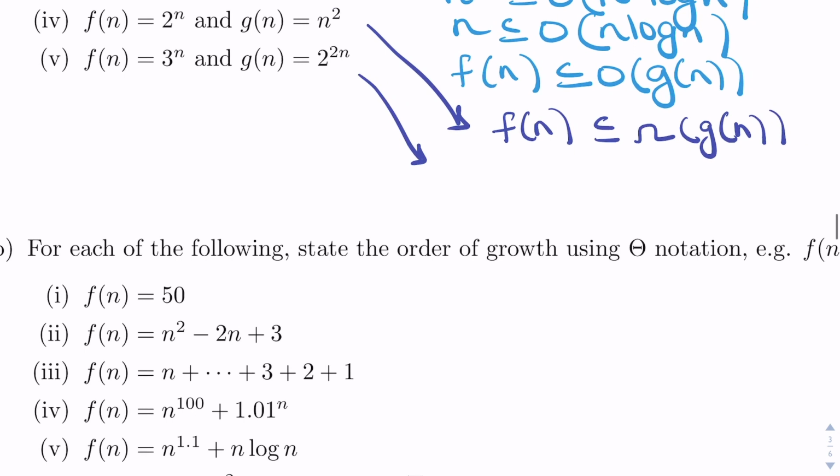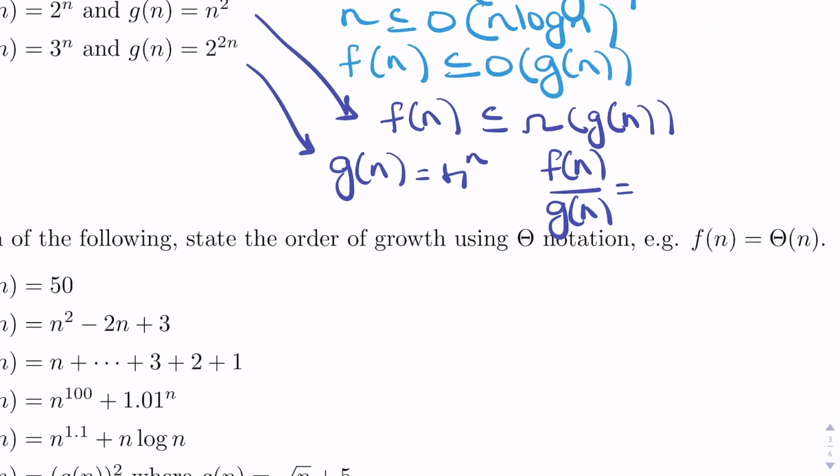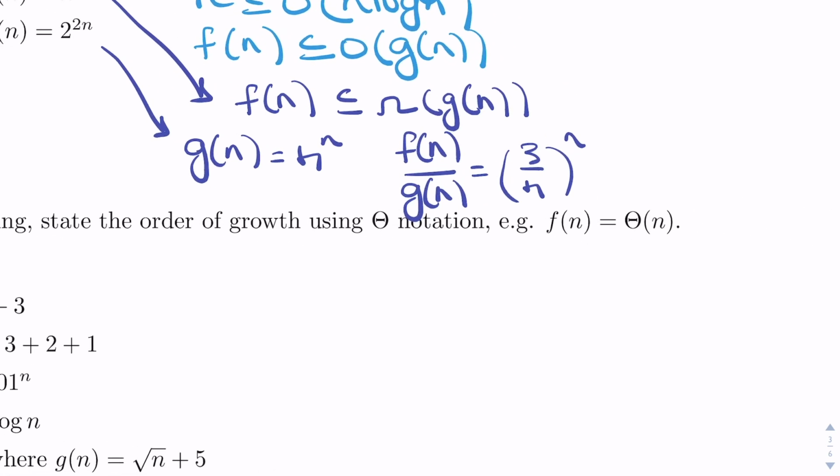For this question, let's simplify things a little bit. So we can say that g of n is equal to 4 to the n. So f of n divided by g of n, so the ratio of the two functions, is going to be 3 by 4 raised to n. If we take the limit of this as n approaches infinity, 3 over 4 is smaller than 1.